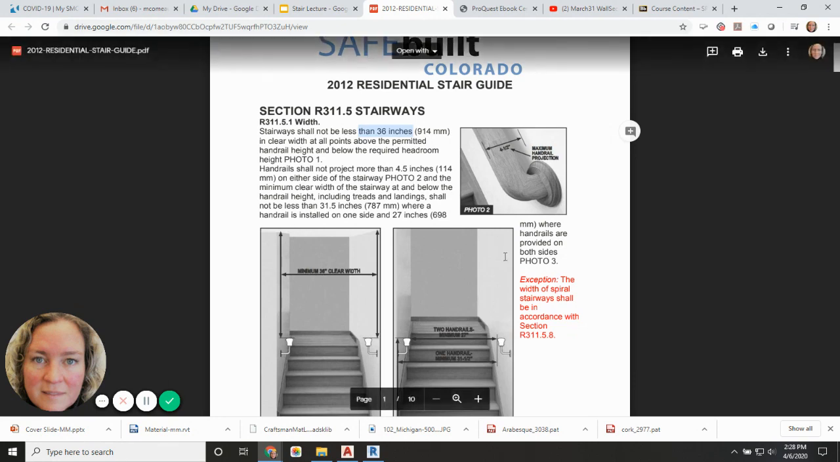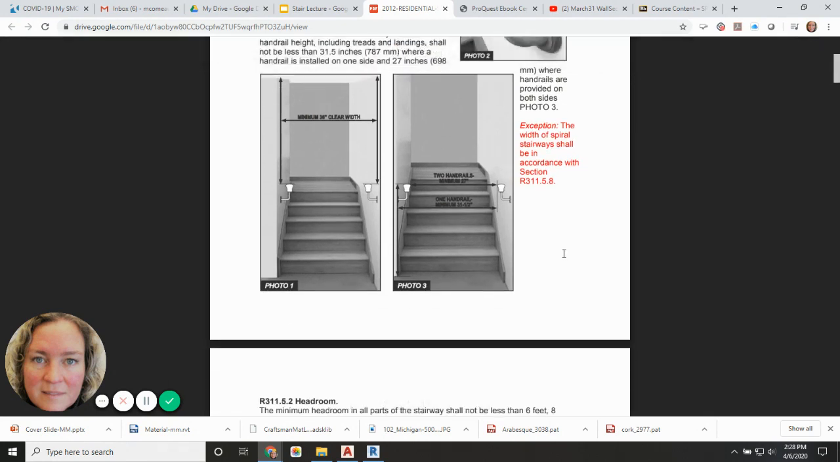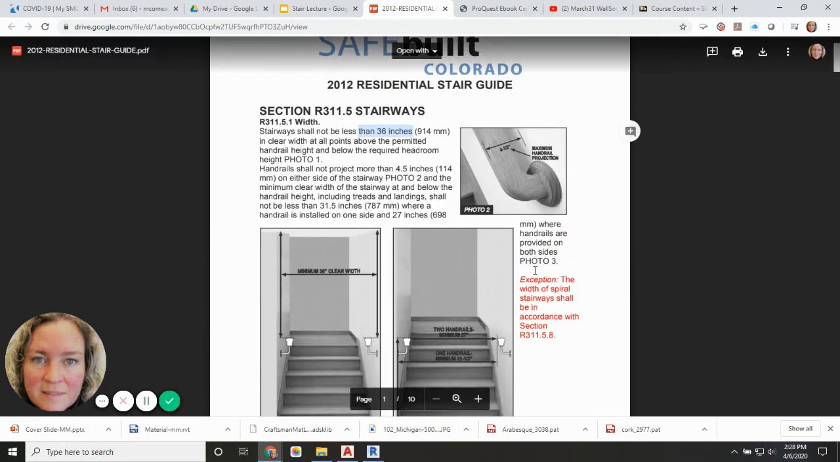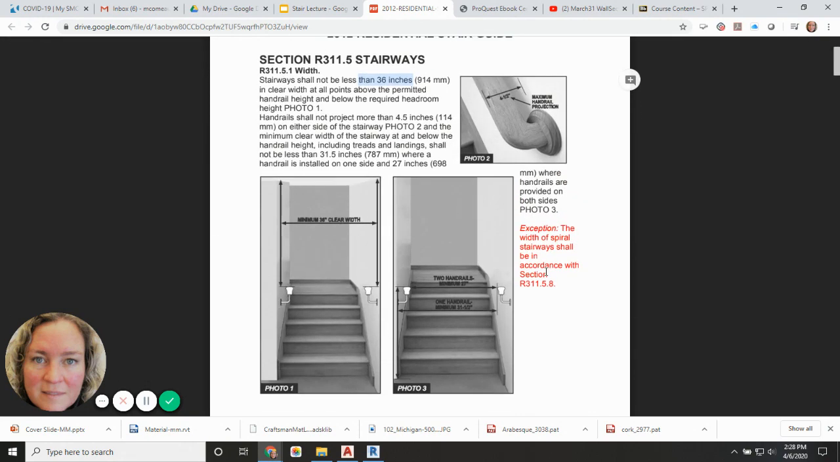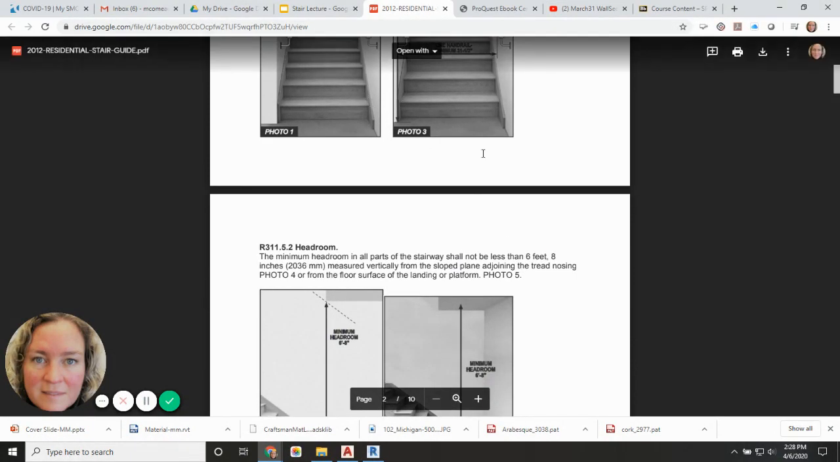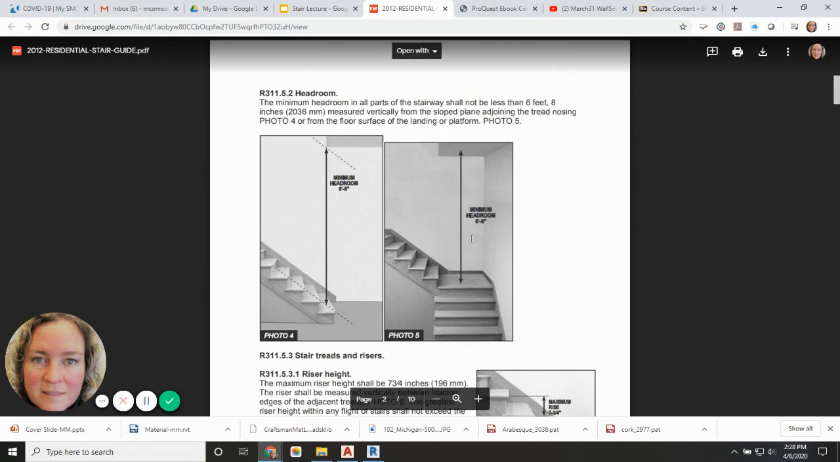So this is a great document to really understand what this rule is really talking about. Because when you read through code books, they get very dry. And sometimes you say to yourself, what the heck are they talking about? And this does a great job of illustrating that.